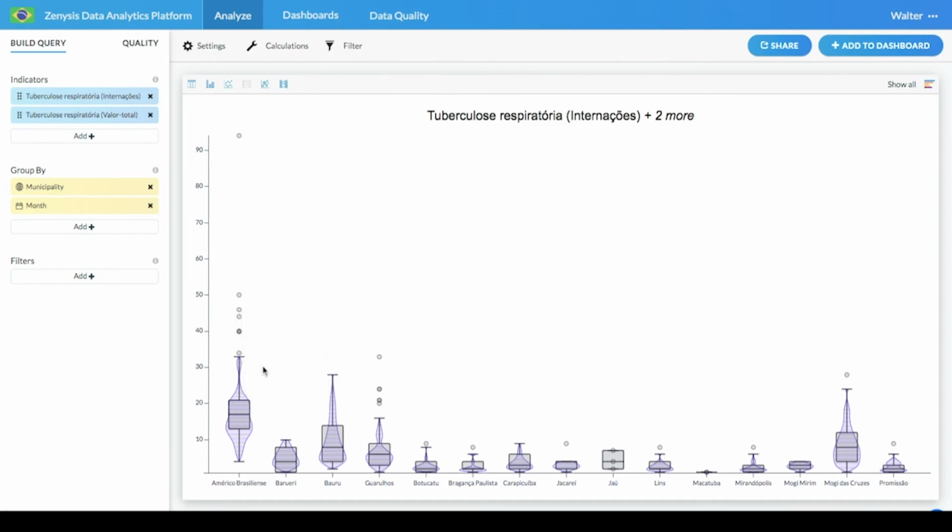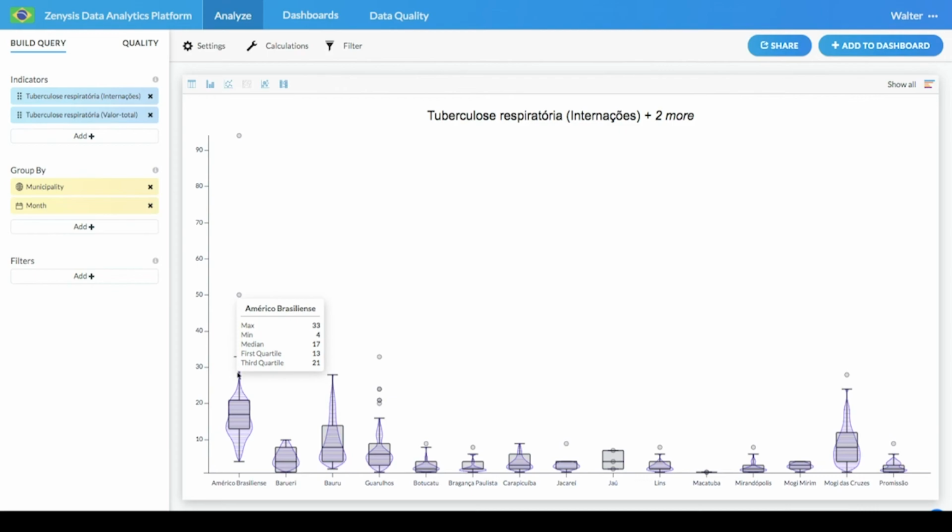Within the visualization, we can see different quartiles and the information about reports as it's coming in on a month-by-month basis for tuberculosis. And so what we can see is that in general, every month we expect to see anywhere between 4 to 33 cases in Américo Brasiliense as a result of respiratory tuberculosis. And we can see how those different data fall within the different quartiles.